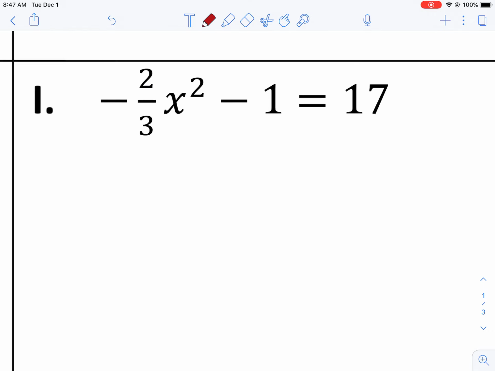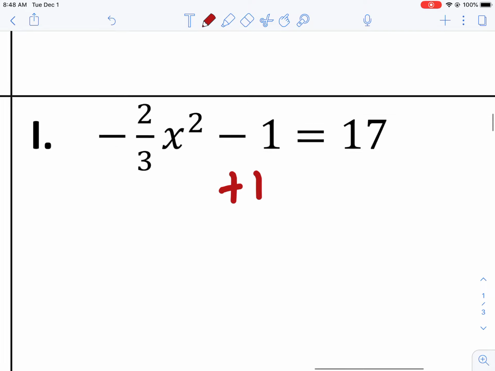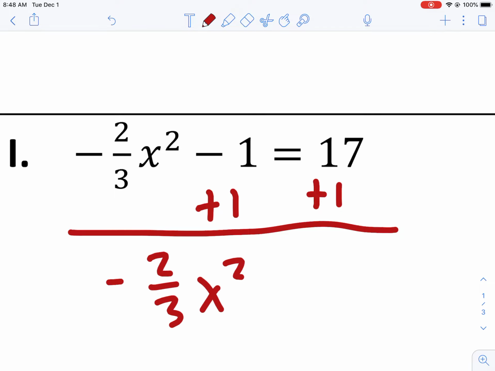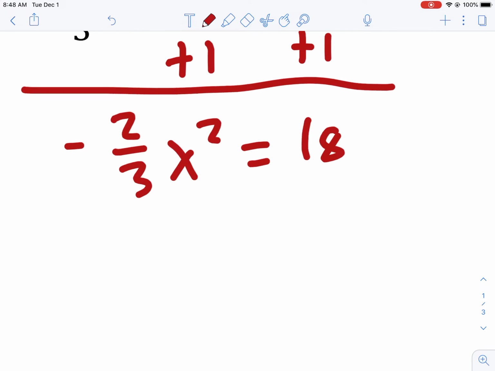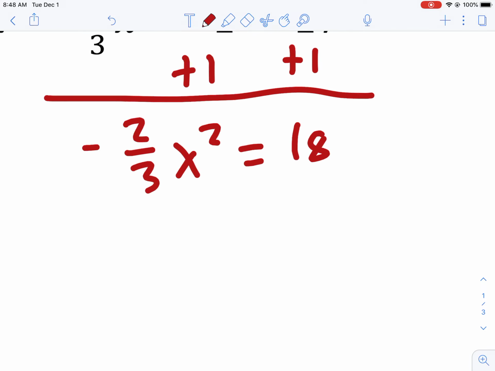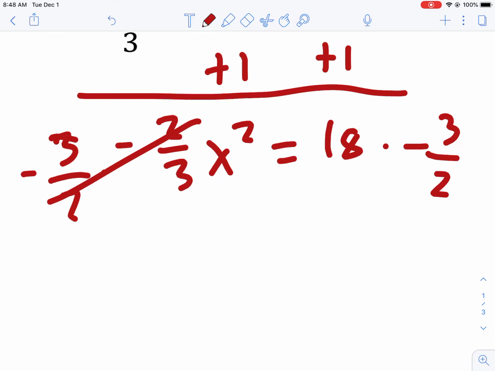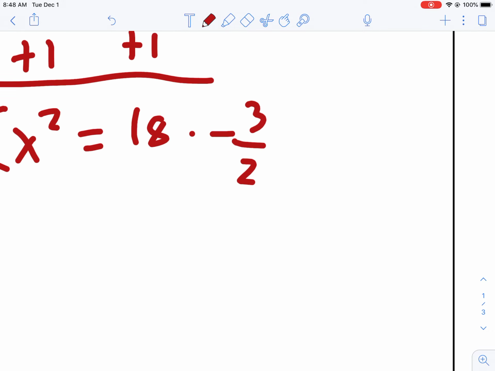Last one. Okay, so we got plus 1, negative 2/3 x squared equals 18. Okay, now what do we do? Now we need to get rid of that, so we need to multiply by the reciprocal, which is negative 3/2. Now we need to figure out what is 18 times negative 3/2.